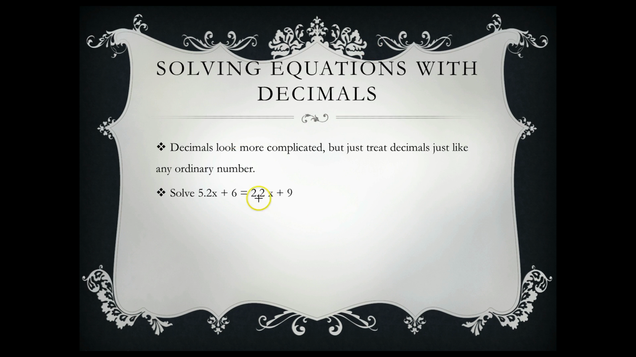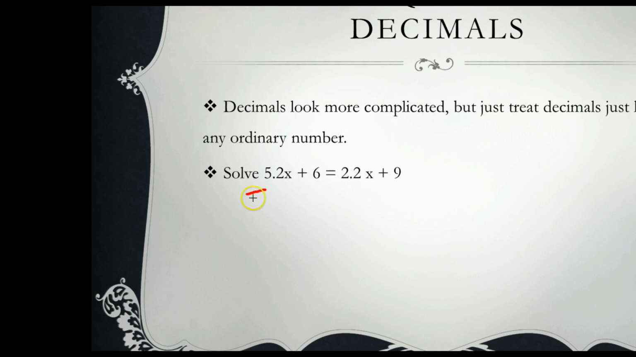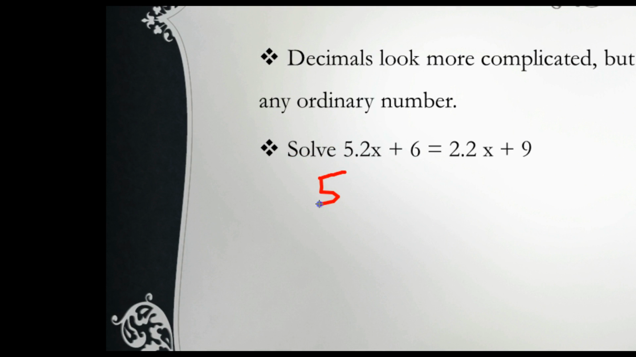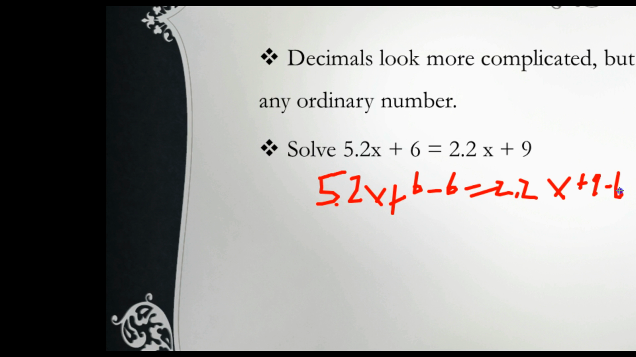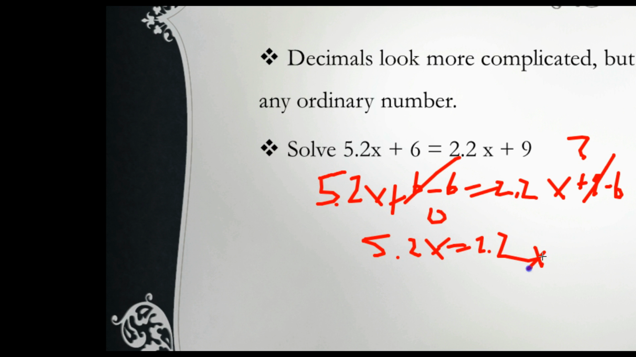Alright, so let's get the 6 to the right, and let's get the 2.2 to the left. So we can subtract both sides by 6. Okay, so what's plus 6 minus 6 is just equal to 0. And what's plus 9 minus 6? This is just equal to 3. So we have 5.2x is equal to 2.2x plus 3.